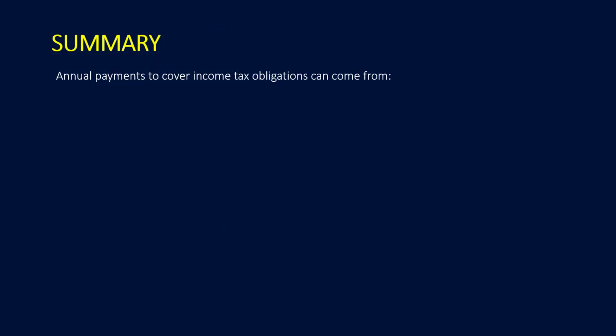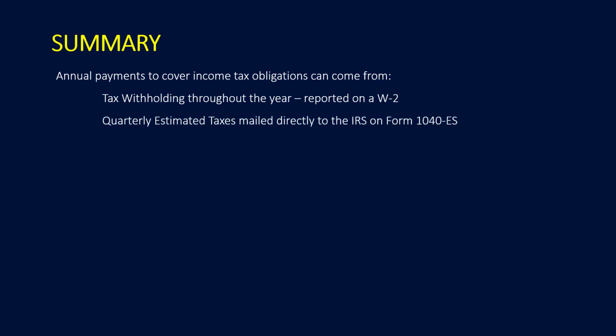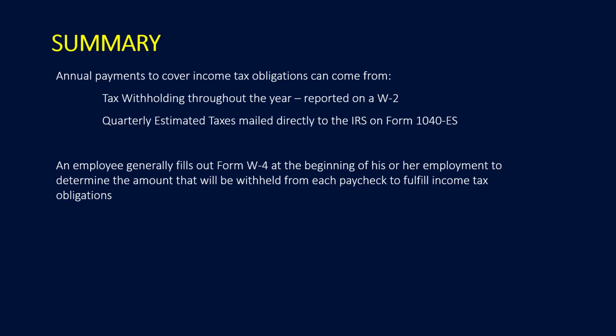So in summary, annual payments to cover income tax obligations can come from tax withholding throughout the year, reported on a W-2, quarterly estimated taxes mailed directly to the IRS, along with Form 1040-ES, and an employee generally fills out Form W-4 at the beginning of his or her employment to determine the amount that will be withheld from each paycheck in order to fulfill the income tax obligation.